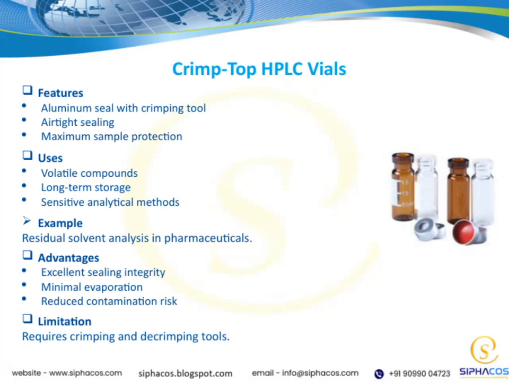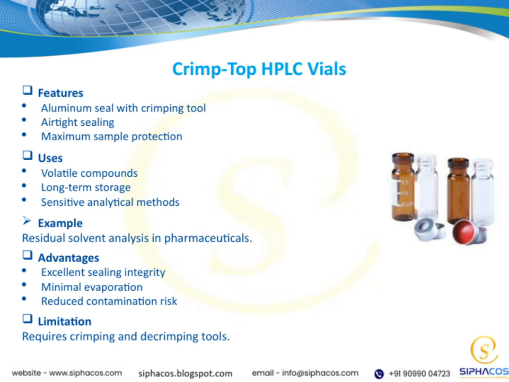Let's take a closer look at crimp-top HPLC vials. These vials feature an aluminum seal that is secured using a crimping tool. This design ensures an airtight seal, which is crucial for protecting your samples from contamination and evaporation. The primary goal here is maximum sample protection, especially when dealing with sensitive compounds.